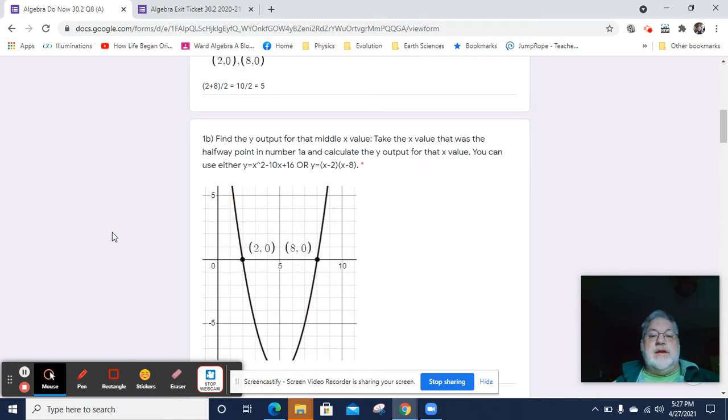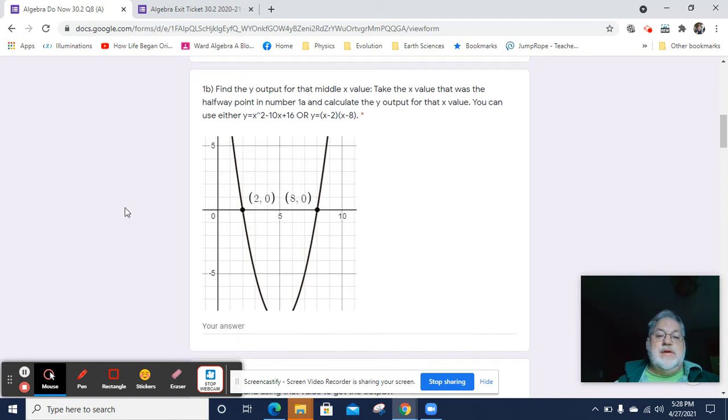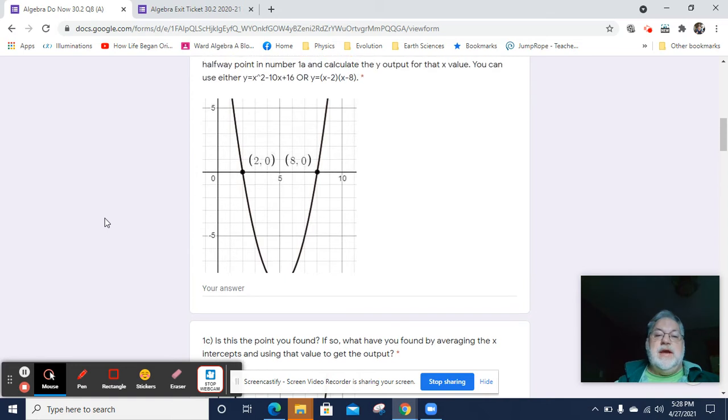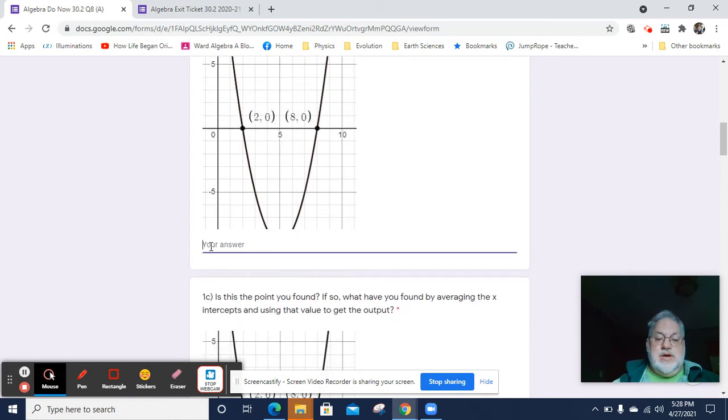Now we're going to take that 5, that middle value, and find the y output for it. So we're going to take the x value that was the halfway point in number 1a and calculate the y output for that x value. You can either use the expanded equation or the factored one. I'll use the factored one for this one. So x minus 2 times x minus 8 is going to be my equation.